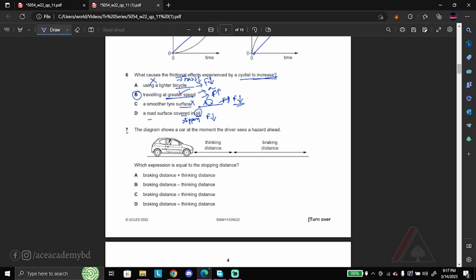Let's move on to question number 7. The diagram shows a car at the moment the driver sees a hazard ahead. Which expression is equal to the stopping distance?